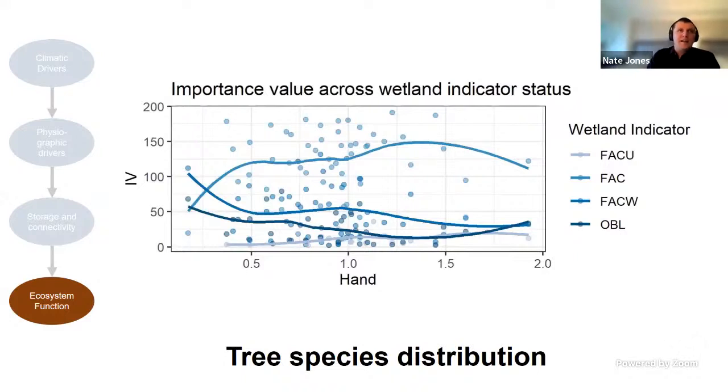It's normalized to the river. And so a lower HAND would indicate that you're closer to the river, which is where we would find our obligate wetland plants. And then our facultative upland plants, we saw that they really weren't prevalent across his sites, but as we got a larger HAND, there was a slight increase in those facultative upland tree species.